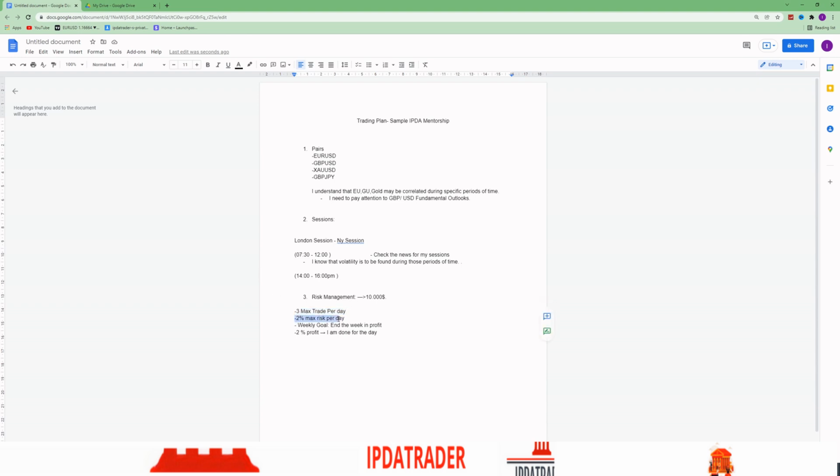I'm going to be risking a maximum of 2% risk per day, which means I can either split my risk, or if I'm very comfortable in that position, I can put all of that, right? Let's say I can put my 2% risk into a gold position if I believe that that is absolutely going to work for whatever reason it may be. And that means that if I lose that gold trade, I'm done for the day. My weekly goal is going to be ending in profits. And if I reach 2% profit, I am done for the day, right?